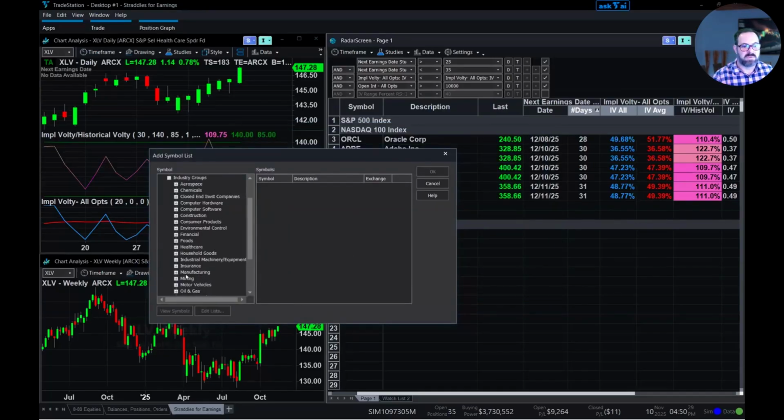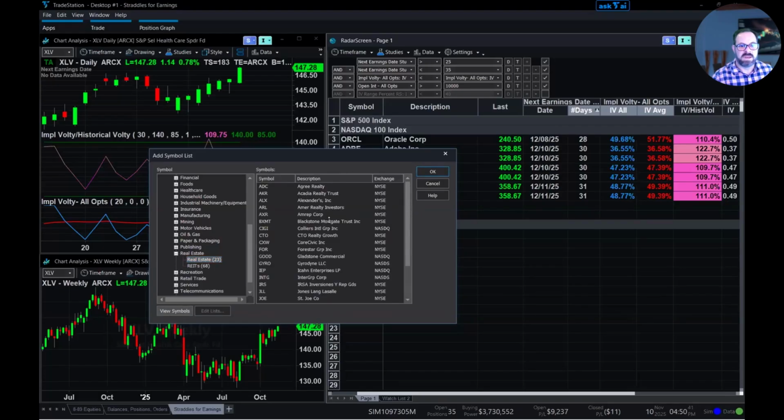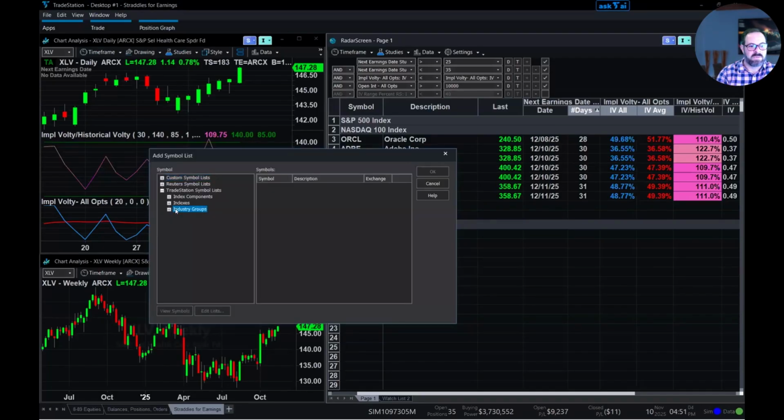If I go back to, oh, real estate was low as well. Let's see, do we have real estate? Real estate, there it is. And we have real estate, view the symbols. So we should have the real estate symbols. There we are. Okay. Try one more time here.